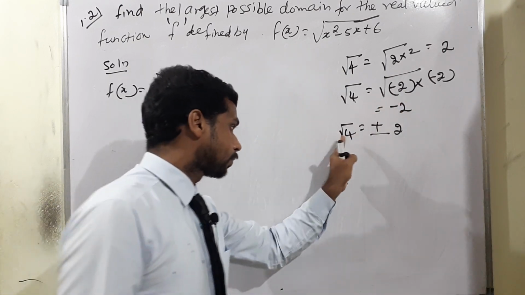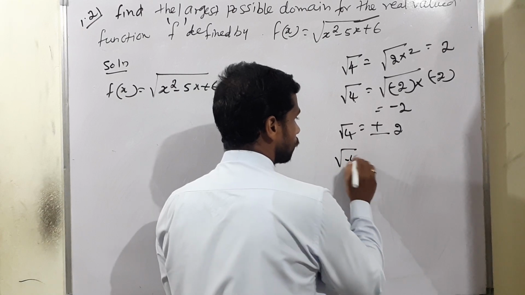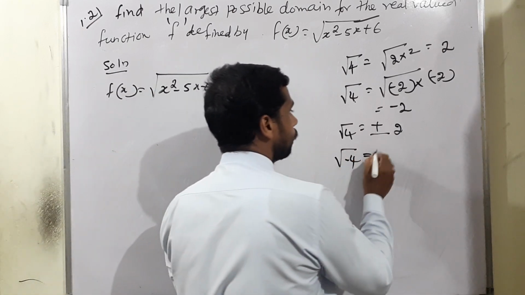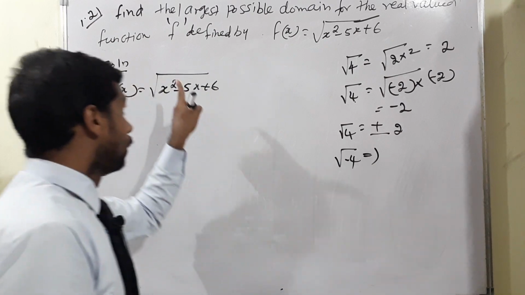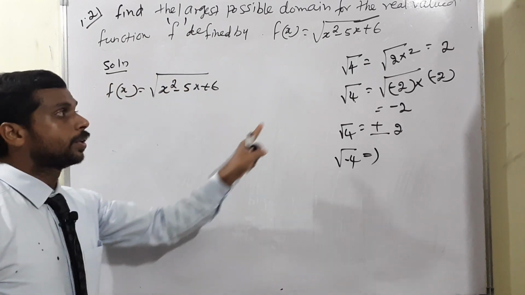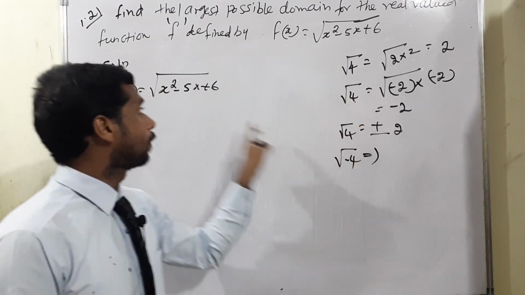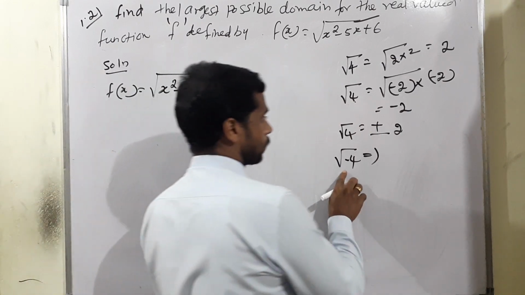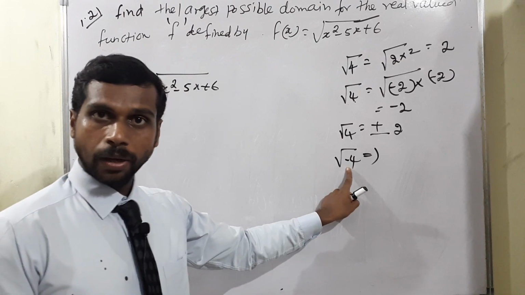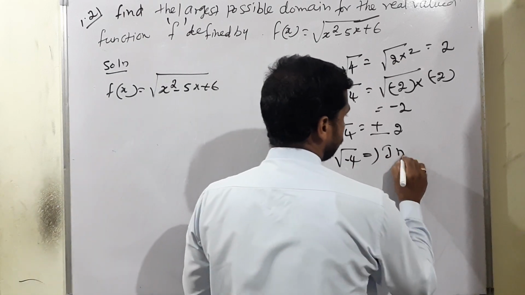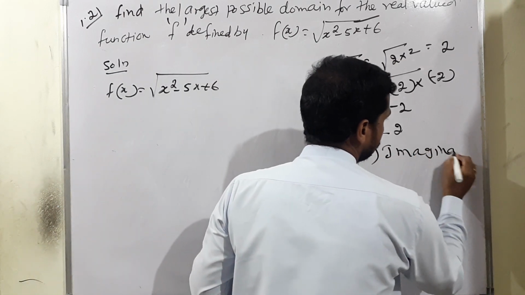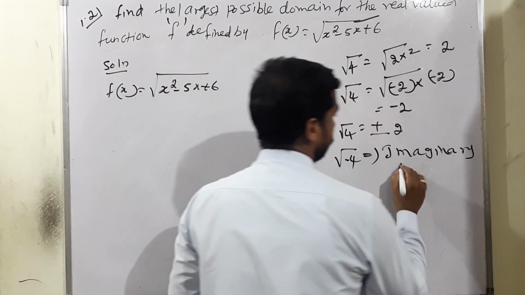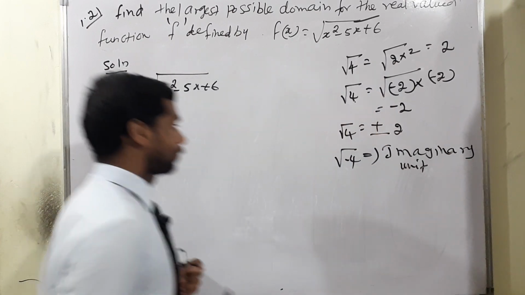But what about the square root of negative 4, possible or not possible? This is not a real valued function. That's why I am saying whatever the value in the square root, it must be positive. If it has any negative value, it is not a real value. We will definitely get an imaginary value. This is the complex number unit, for the plus 2 students, the imaginary unit. Okay.